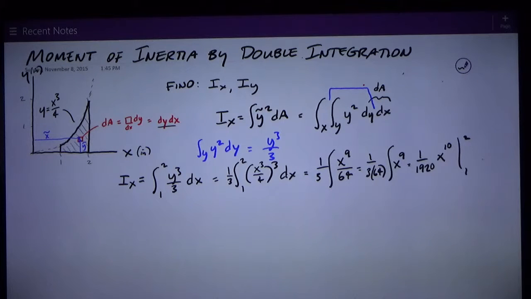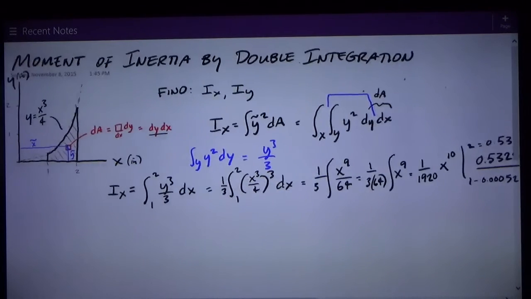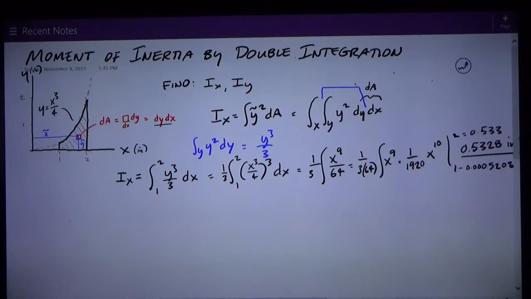That evaluates as, at x equals 1, a very small number, 0.005208. And when evaluated at x equals 2, I get 0.533. And so the net result of that is 0.5328 inches to the 4th power. That's the answer. Now I can evaluate Iy in a very similar manner.